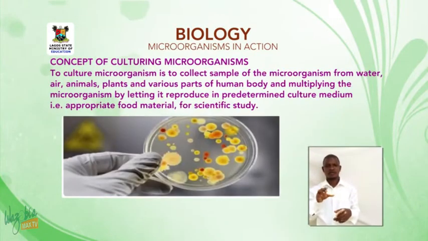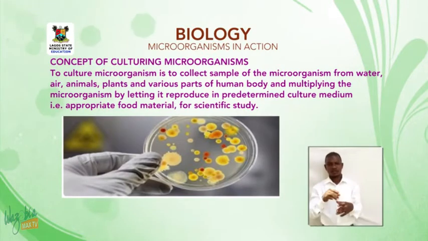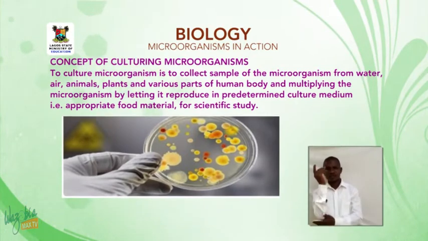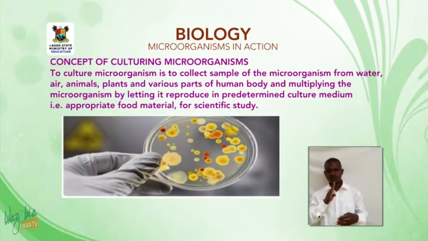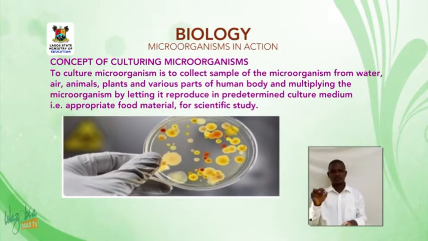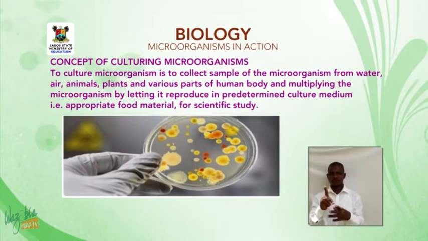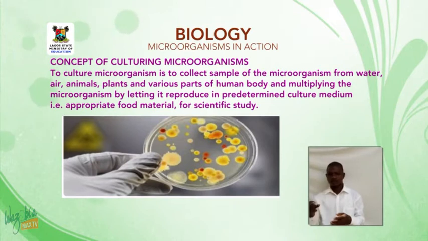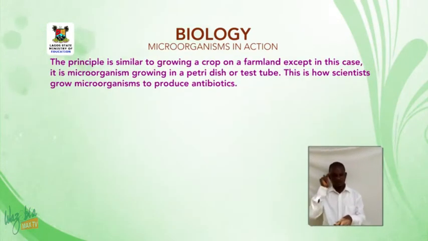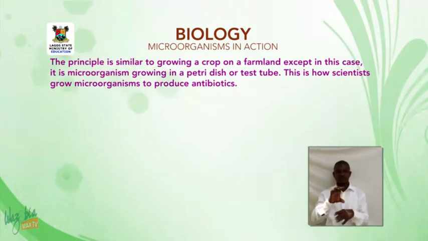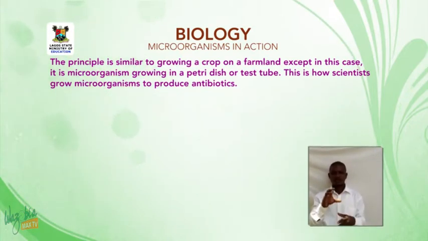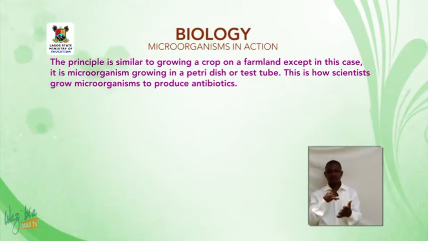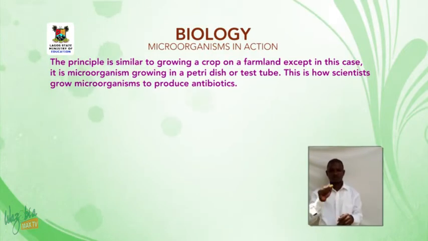Concept of culturing microorganisms. To culture microorganism is to collect a sample of the microorganism from water, air, animals, plants, and various parts of the human body, and multiply the microorganism by letting it reproduce in a predetermined culture medium, that is, appropriate food material for scientific study. The principle is similar to growing a crop on a farmland, except in this case, it is microorganism growing in a petri dish or test tube. This is how scientists grow microorganisms to produce antibiotics.